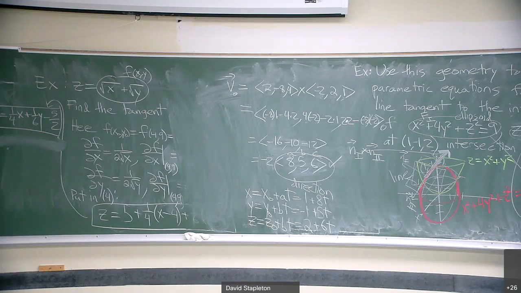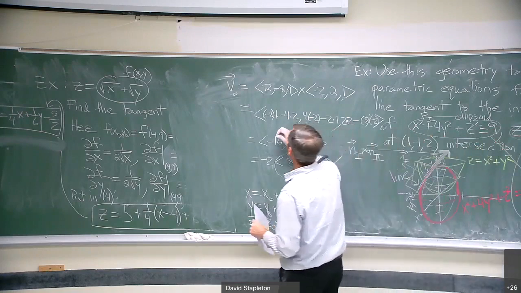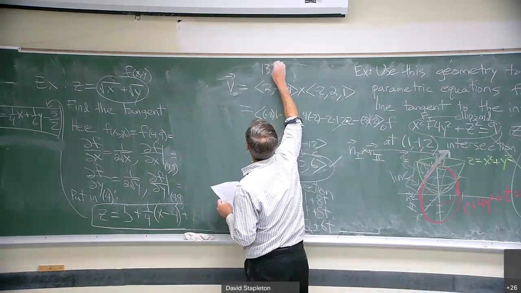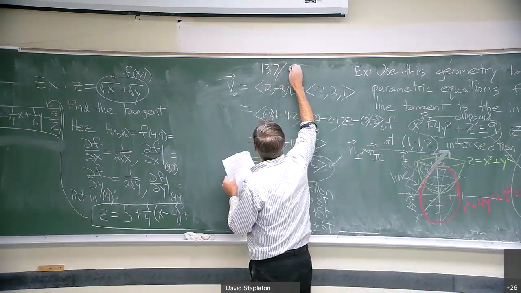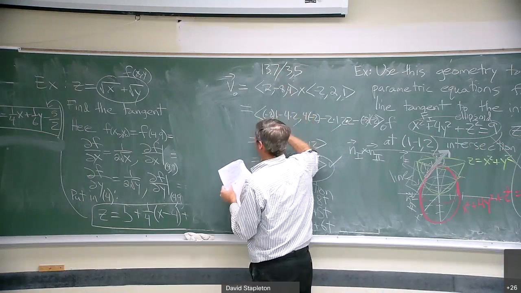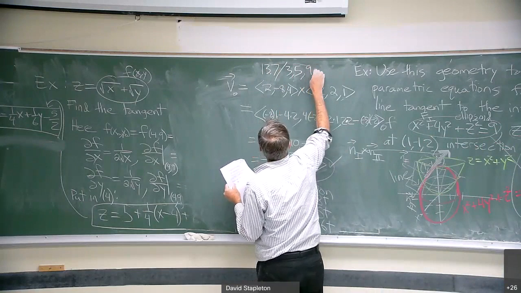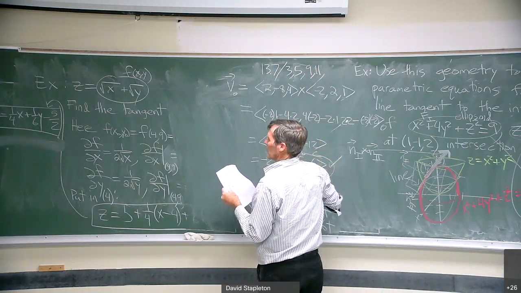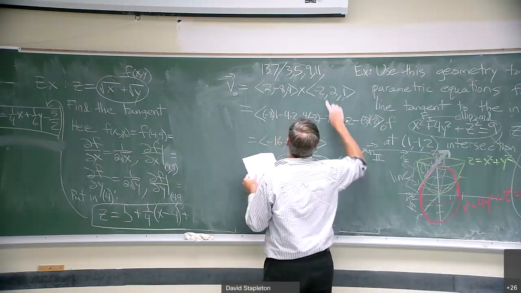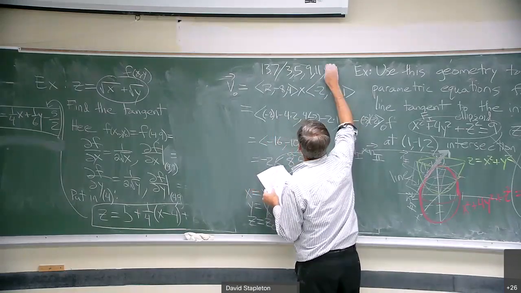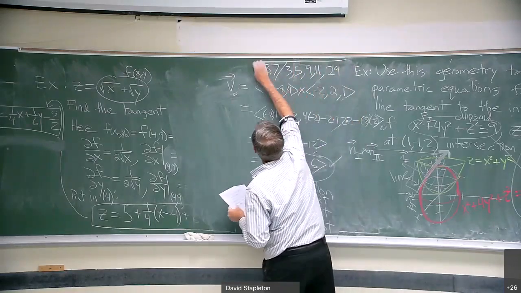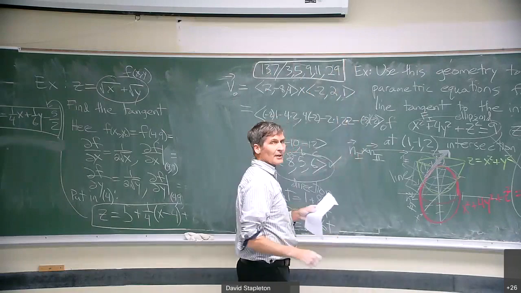There it is, 13.7. Can you see this part of the board? 13.7. 3 and 5 are the first type of tangent plane and normal line. 9 and 11 are the second type, the special case of tangent plane and normal line. And then 29 is the one we just did. I'll try those for next week and see if you have any questions.